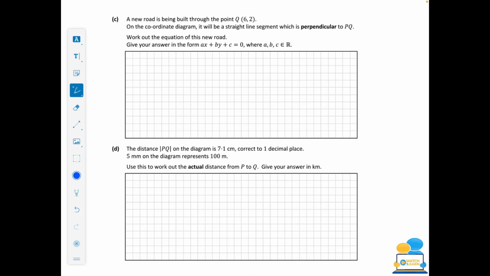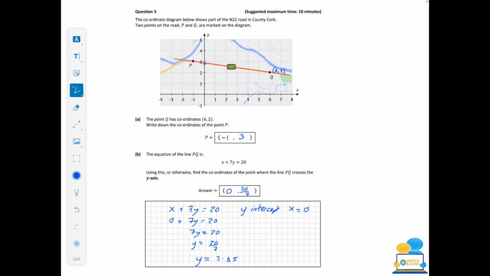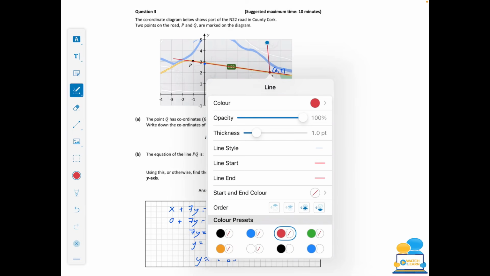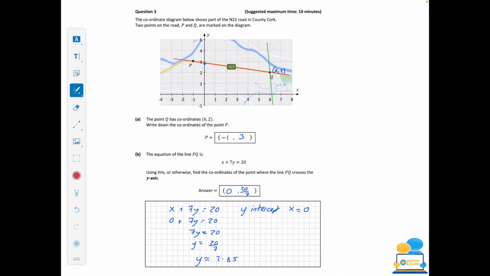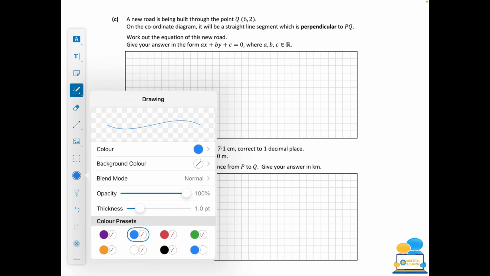A new road is being built through Q, which is the point 6,2, on the coordinate diagram. It will be a straight line segment which is perpendicular to PQ. Now I'm going to go back to my diagram here. Perpendicular to PQ, what does that mean? It's going to meet at a right angle. So it will be something like this roughly. That's a very rough line. I might change the colour of that so it looks different to the original line. So that green line there is what we're looking for. Work out the equation of this new road.